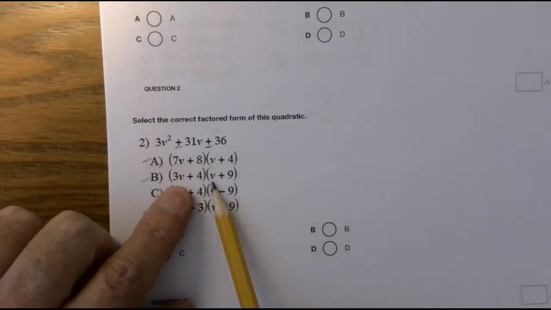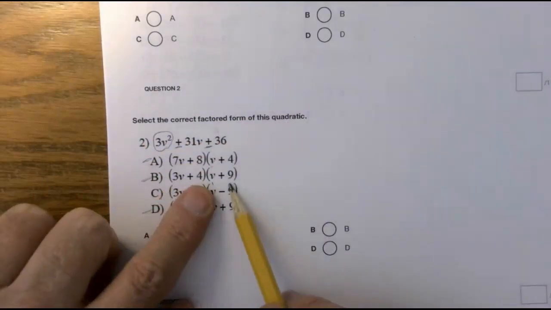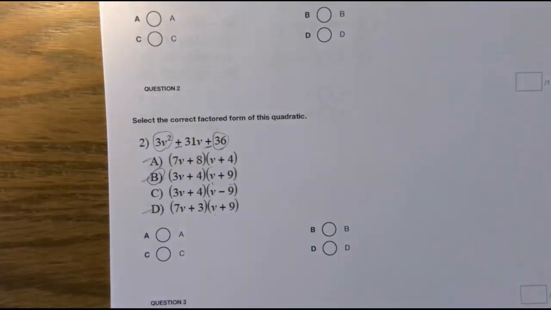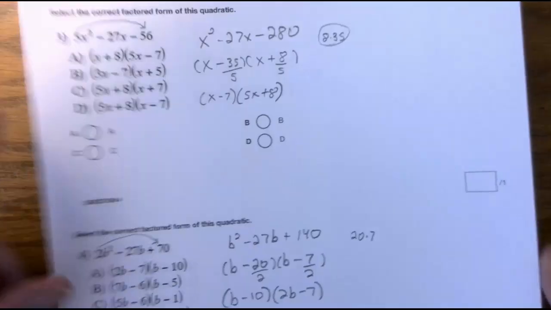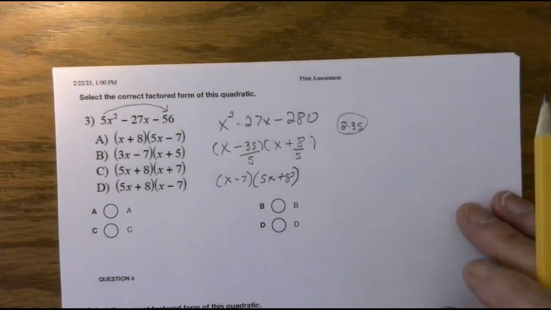3 times V, right here. 3 times V, check the back. That's the first one. Check the back. 4 times 9 is 36. Yeah. It's got to be B. Sometimes you can do it just like that. I want to show you can do it 2 ways. Not always that way. Sometimes you actually do need to go ahead and factor it, like this one.